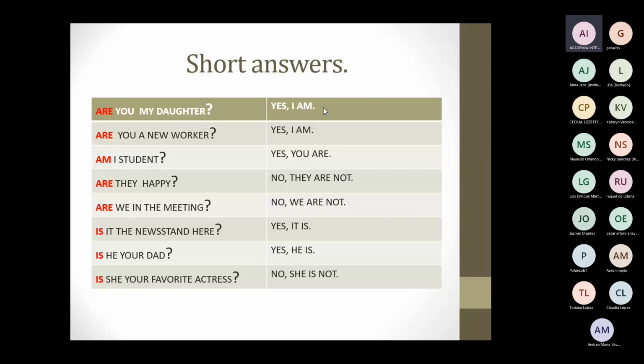Are you a new worker? Yes, I'm a new worker. This is wrong. When I say yes, I'm an old worker. Okay. Okay. Gerson, am I a student?